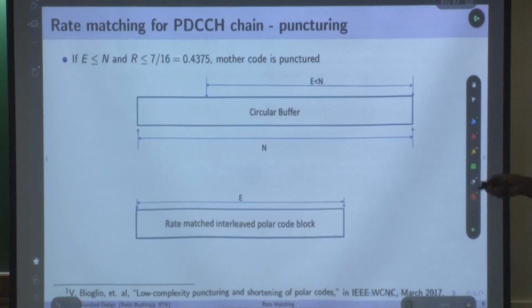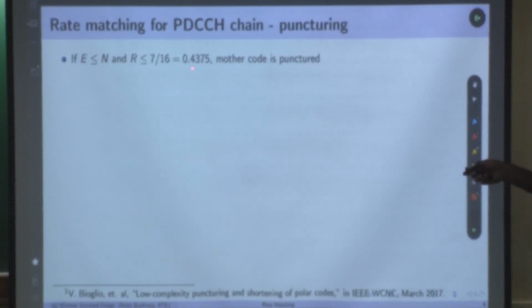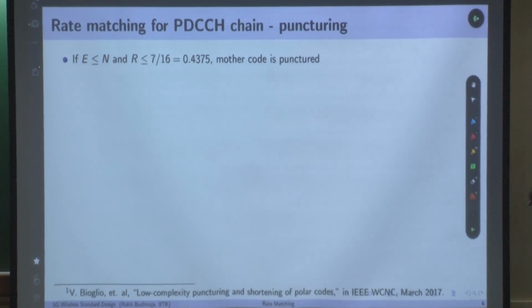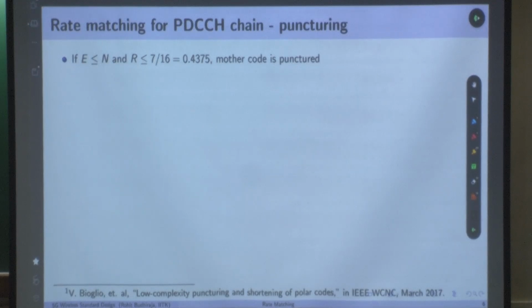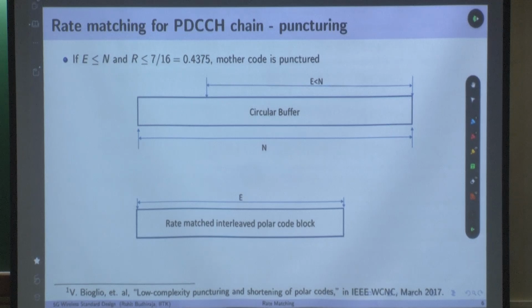What are we saying? This is the condition which is happening here. I just calculated the rate here. How much was the rate? It was lesser than 0.43. It was 0.36 or 0.37. So this condition is satisfied. In this case, the rate matcher is going to puncture the bits. And what is this puncturing? It will drop certain bits from the beginning, not from the end.